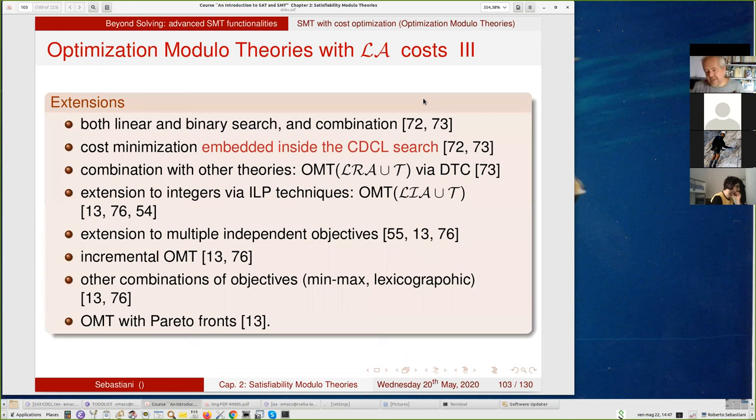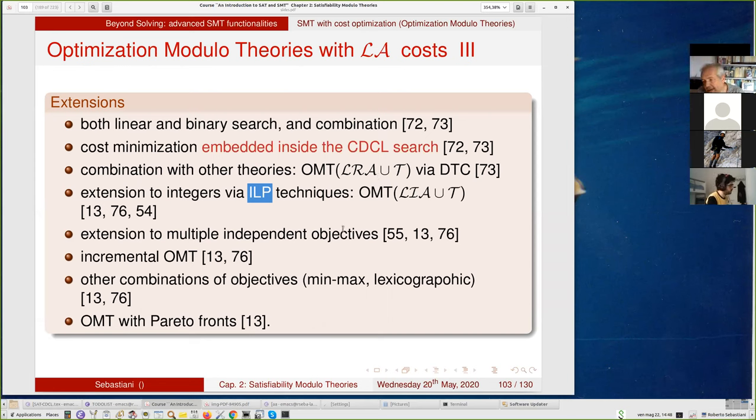Since then, plenty of extensions have been conceived. First of all, you have for free the theory combination of arithmetic with the other theories, because in the theory combination the reasoning is performed separately by the two theory solvers: the theory solver on linear real arithmetic finds the minimum. So you have theory combination for free. We have found extensions to integers by using integer optimization. We have found extensions to bit vectors. We have found extensions to floating point arithmetic. We are working on finding extensions to nonlinear arithmetic.